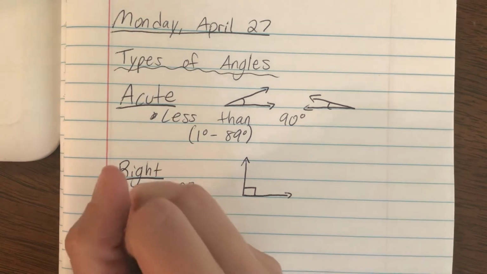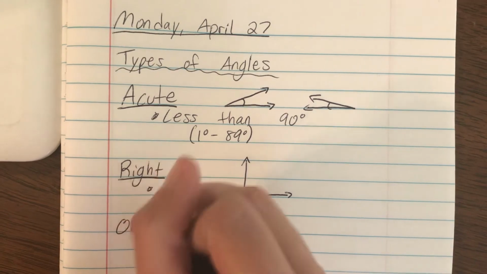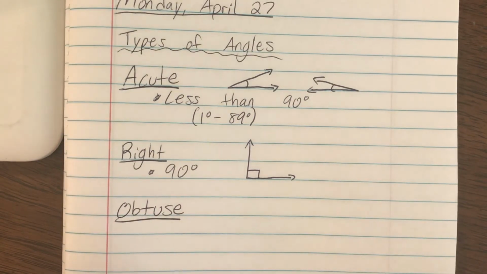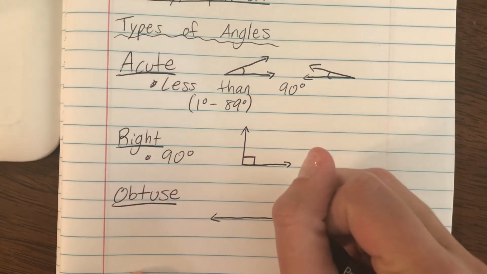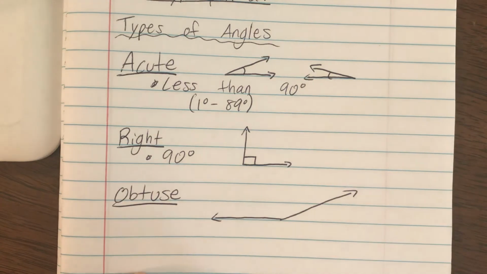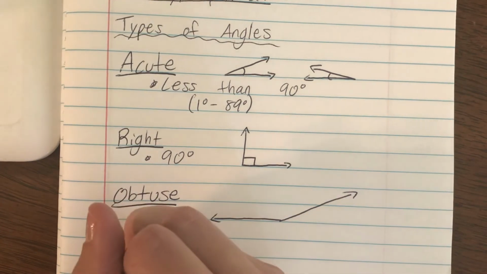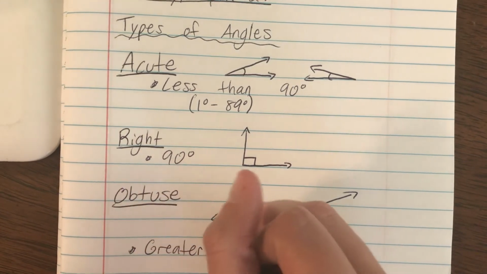The last type of angle that we're going to focus on is obtuse. And those angles are going to be the biggest angles that we talk about. They are going to look like this. They're going to be really, really big, really, really wide. And these are going to be greater than 90 degrees.